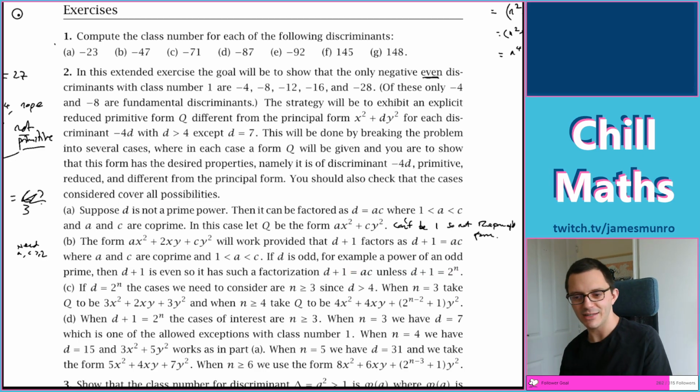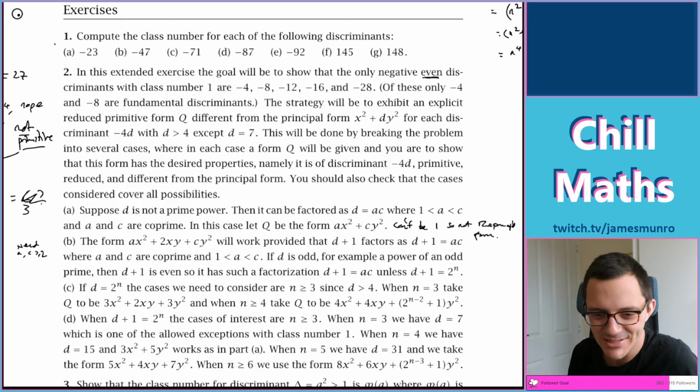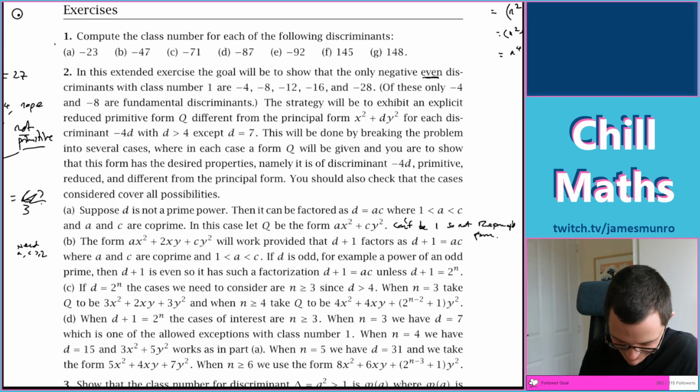Because then it won't have any. So a power of an odd prime immediately followed by a power of 2 would be a problem. That doesn't seem that likely, does it? A power of 2 immediately after a power of 3? Feels like we should solve that. But no, let's go and look at whatever C is.